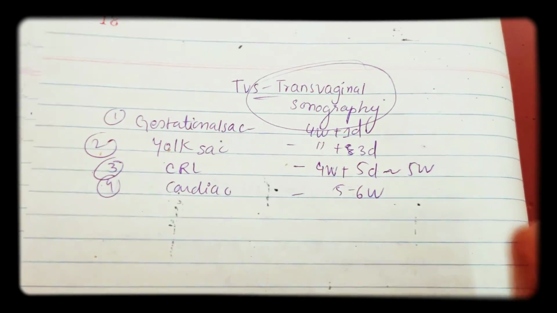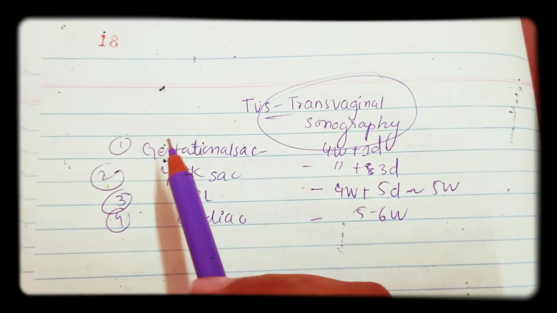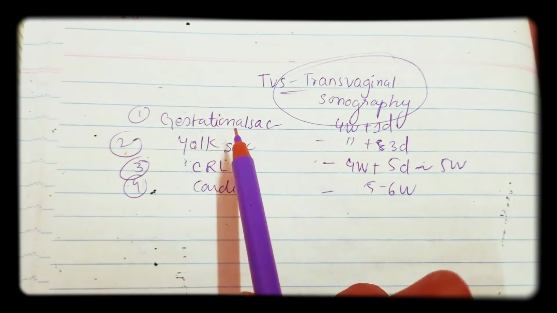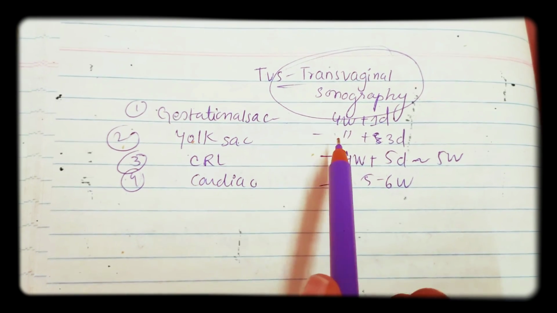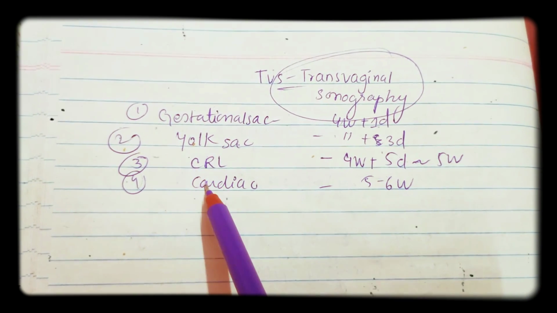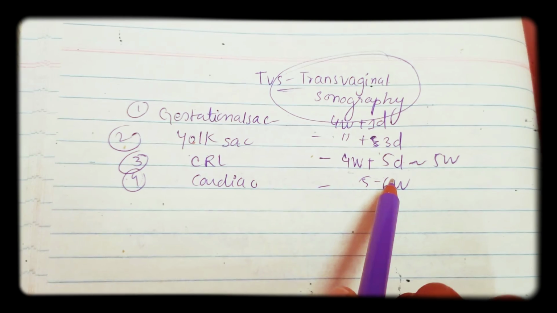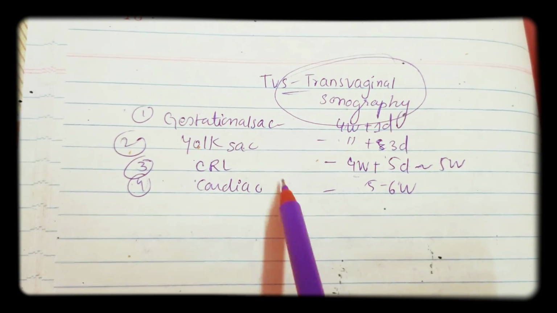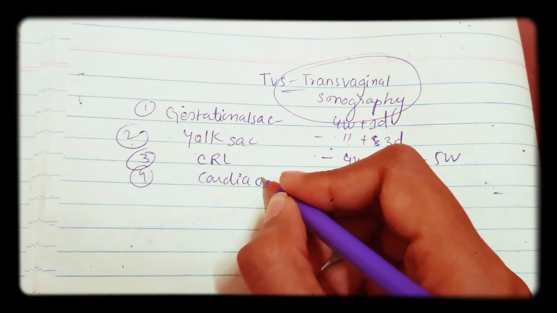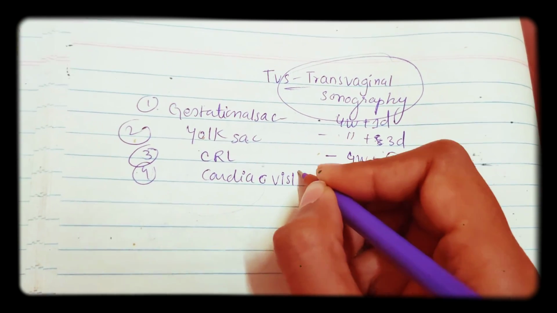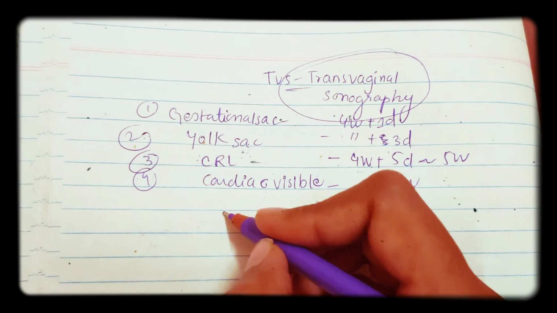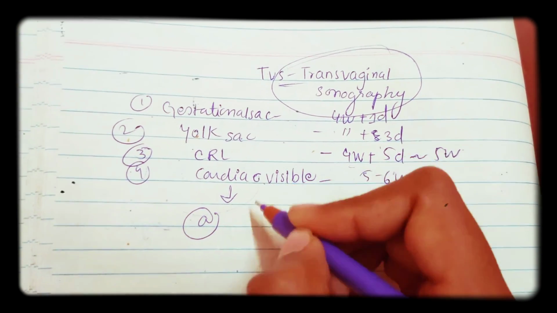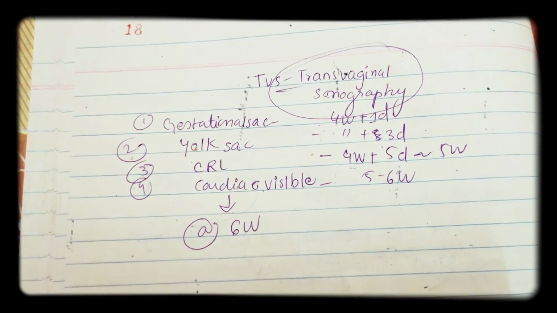So this is a very important table. In transvaginal sonography, the first structure formed is the gestational sac, seen at 4 weeks plus 1 day. Yolk sac 4 weeks plus 3 days. Crown rump length 4 weeks plus 5 days, that is around the 5th week. Cardiac beat starts after 21 days of fertilization, but cardiac visibility is at 5 to 6 weeks. So important is cardiac visibility at the rate of the 6th week.